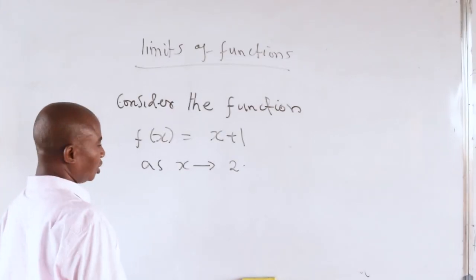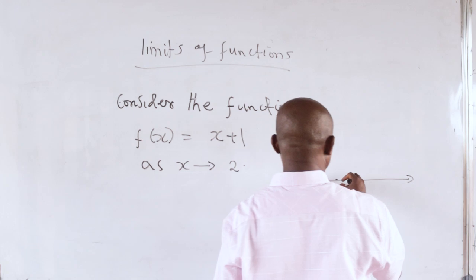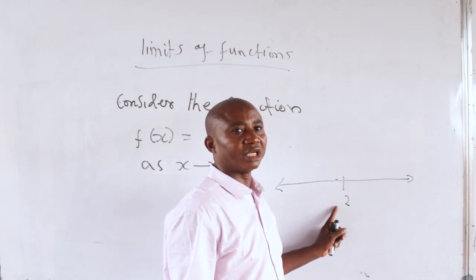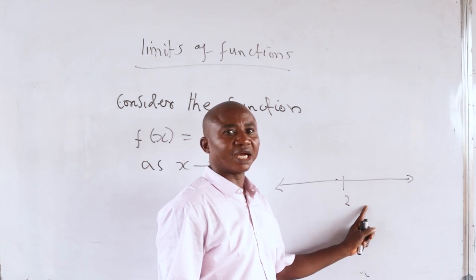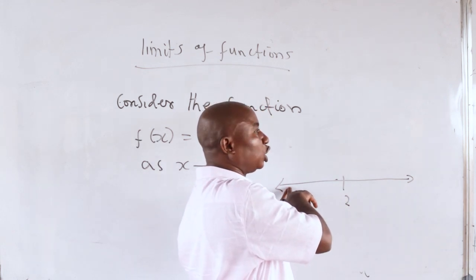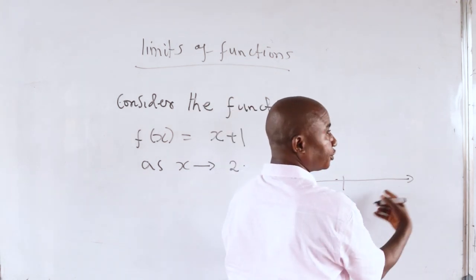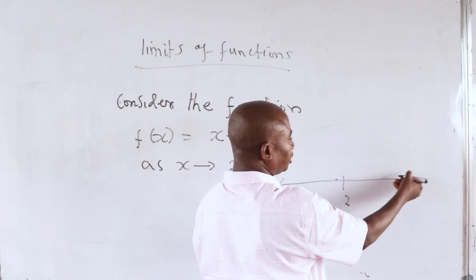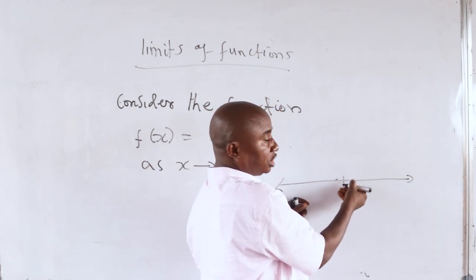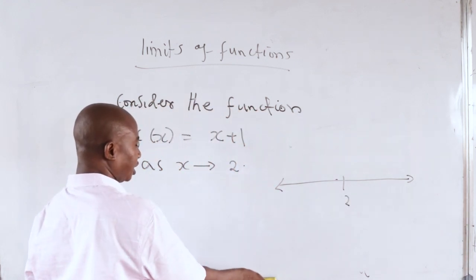We know this is the number line. This is 2, for instance. I can approach 2 from the left hand side. I can also approach 2 from the right hand side. By the left hand side, I mean considering all the values less than 2, they are now going close to 2. Then consider the right hand side, I'm looking at all the values greater than 2, and then I'm coming down and approaching 2 very closely. So that is what I mean by from the left and from the right.